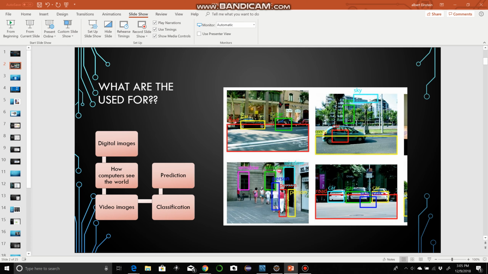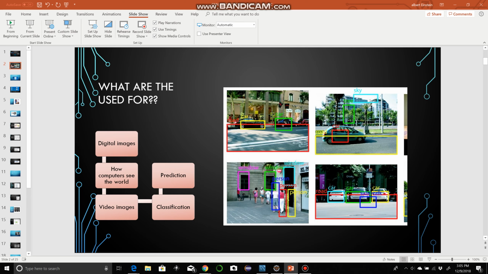CNN. So, what are they used for? Well, you probably use them already and don't really know it, or maybe you do, but they're used for digital images, classifying and predicting what digital images are. These are pictures or video images. But these are how computers can see and interpret the world.